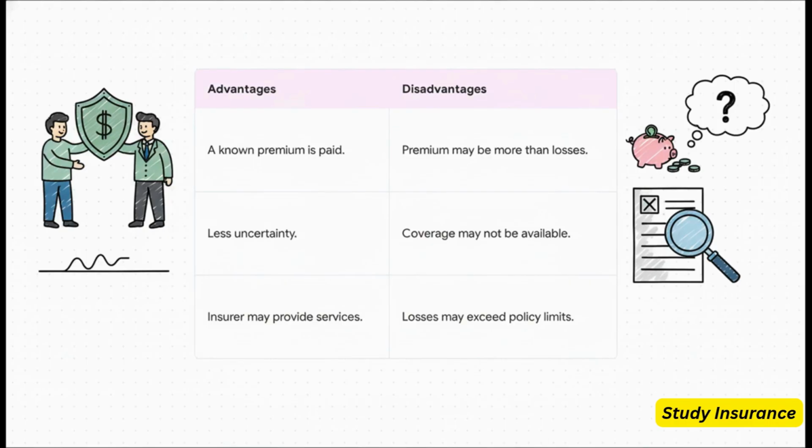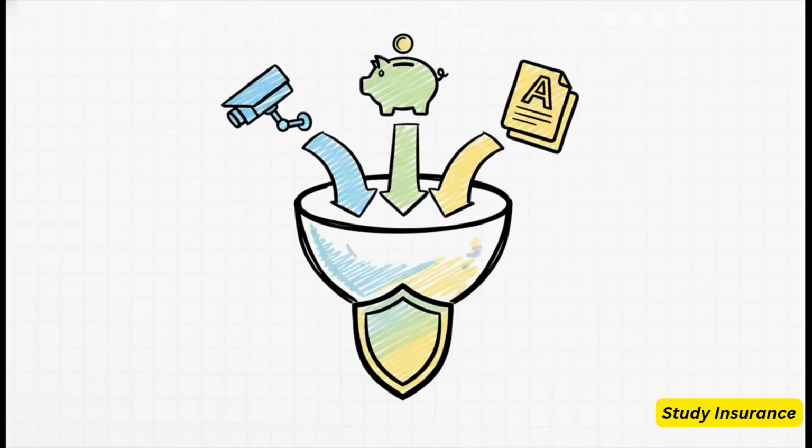or has limits. So step 3 isn't about choosing just one of these. The real art is in creating a smart, blended strategy. Alex is probably going to use a mix of everything. Some loss control, like security cameras, a little bit of retention for those small, predictable bumps in the road, and then a solid insurance policy to transfer the risk of a truly catastrophic event, like a major fire that could wipe out the whole business.